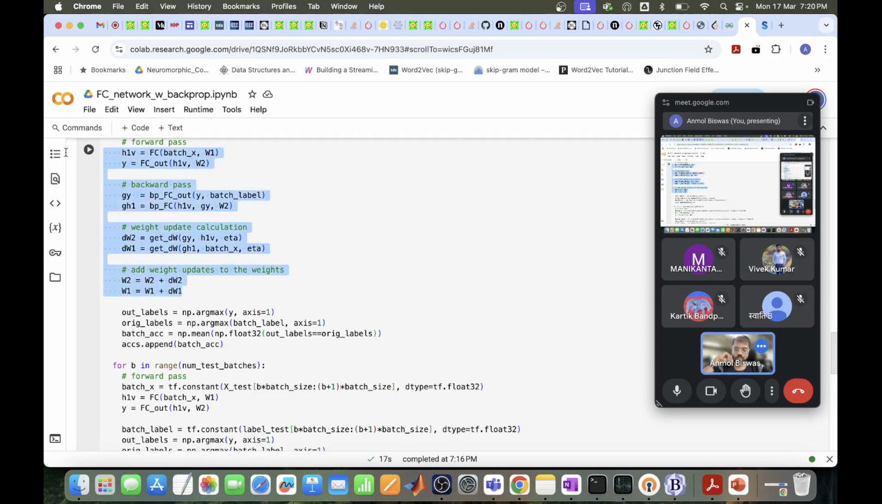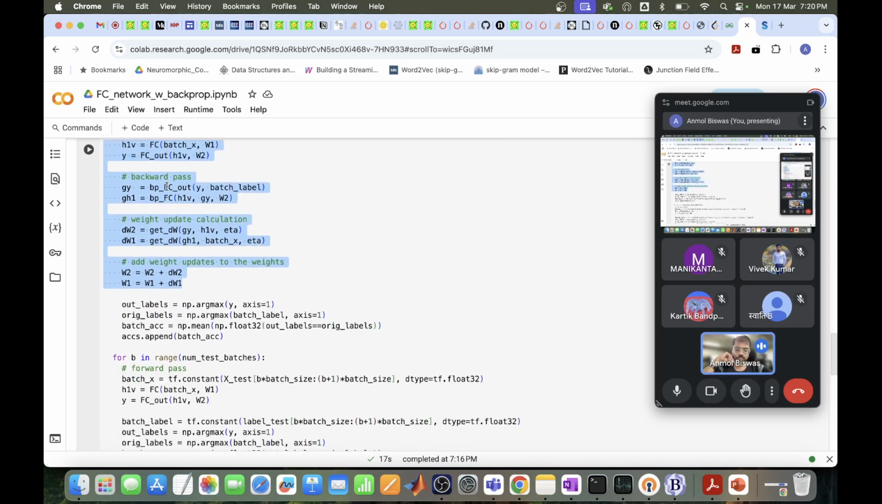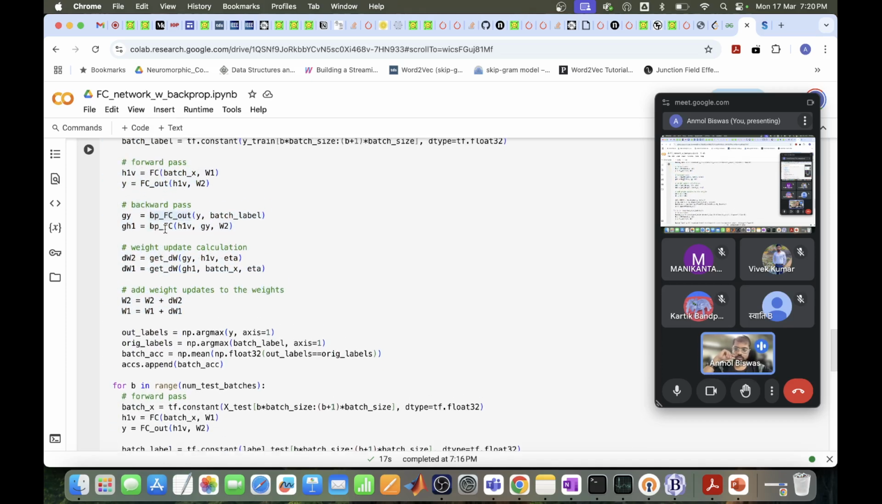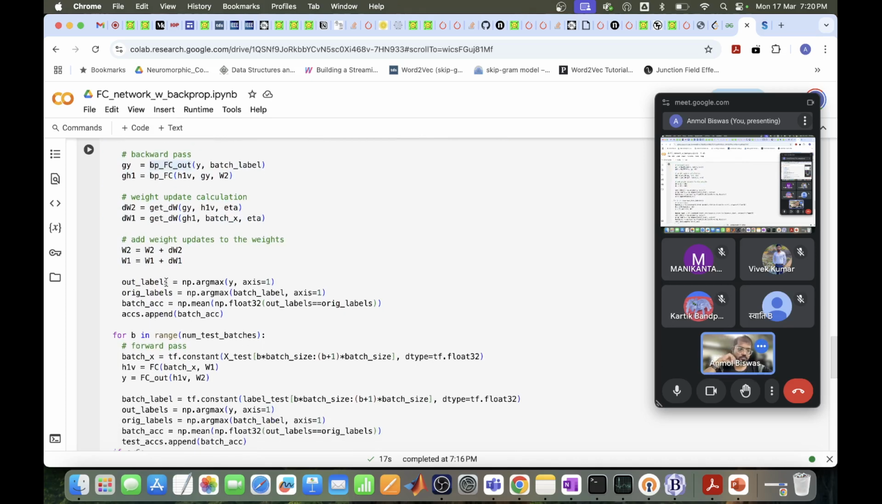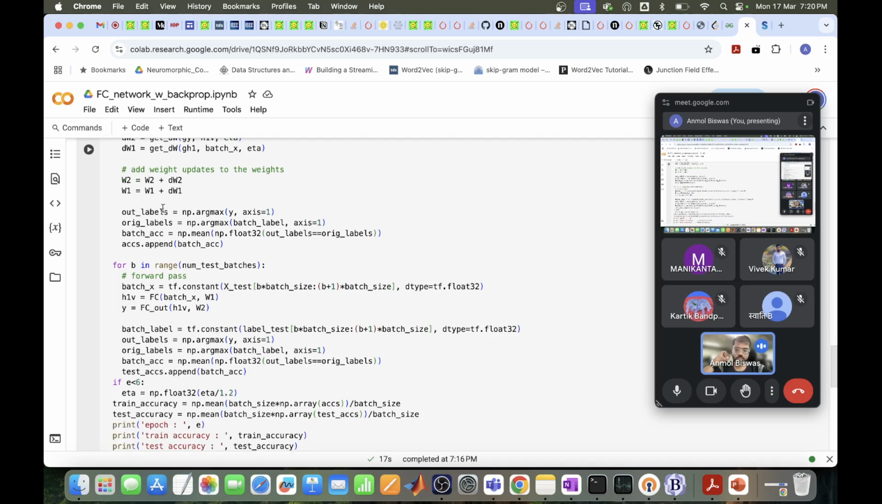So this is the functionality. You have forward pass, backward pass, weight update calculation, and then weight update application, right?